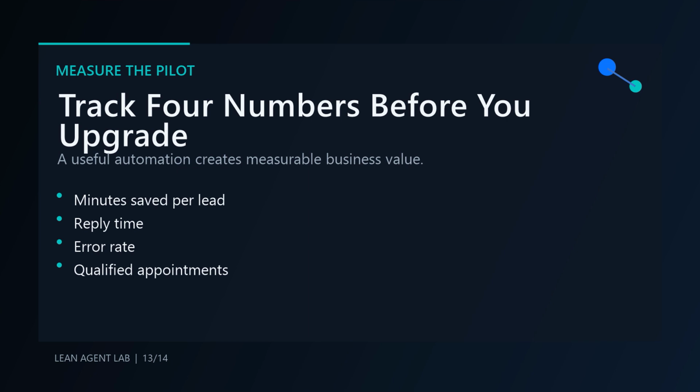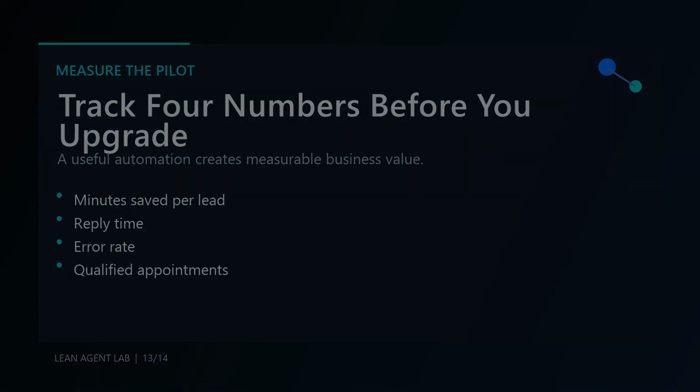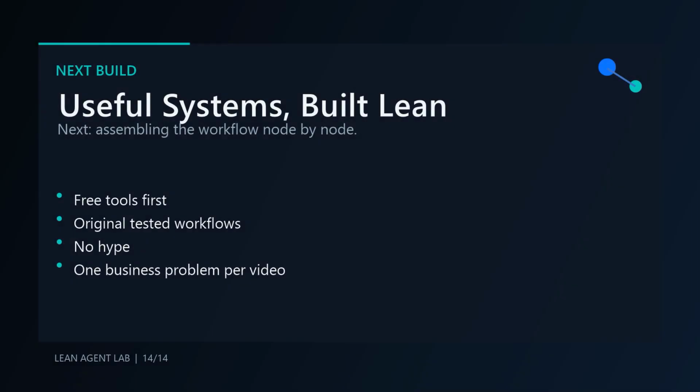If the system saves time, responds faster, and produces useful opportunities without creating unacceptable errors, you have evidence for the next investment. If it does not, improve the process before paying for a larger tool. That is the complete zero subscription architecture. Intake, record, coordination, local intelligence, and delivery.